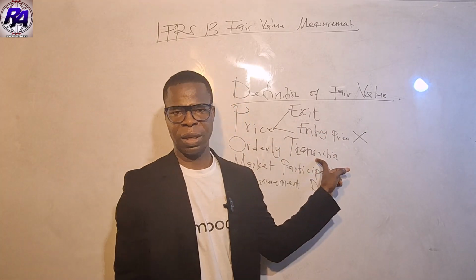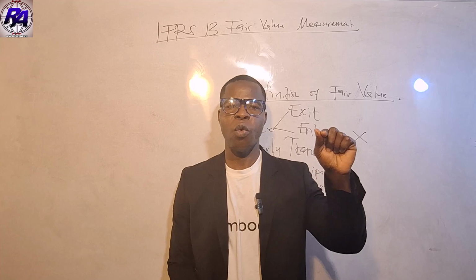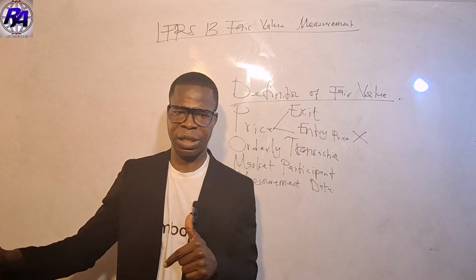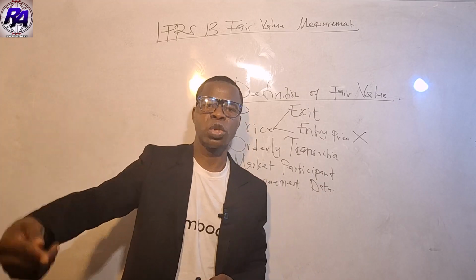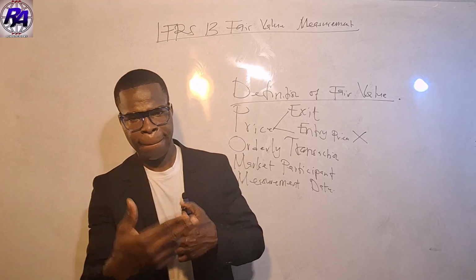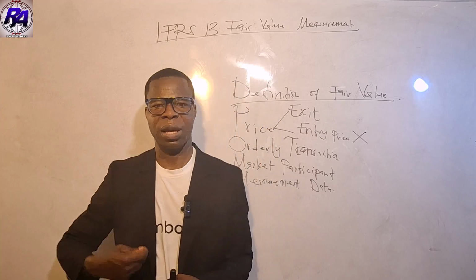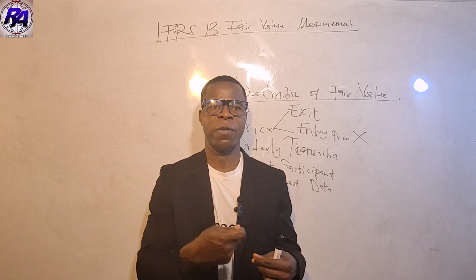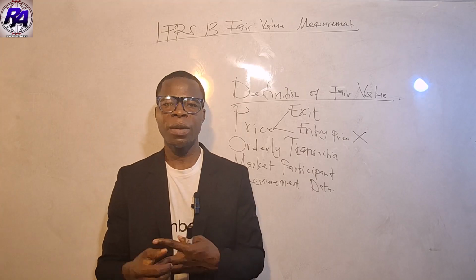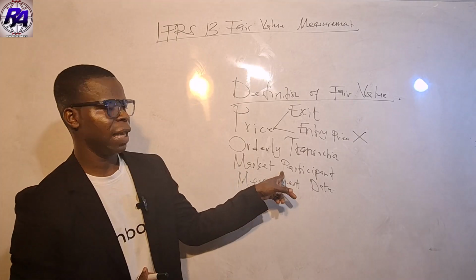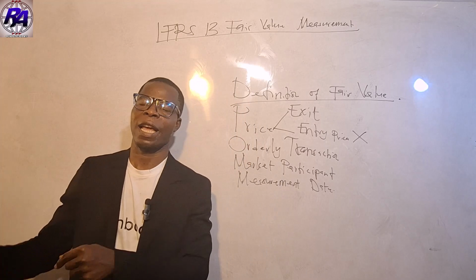Now, the orderly transaction simply means that the market participants are not coerced, they are not forced to enter into any transaction. It is the flow, and it is a market where the item is being sold on a frequent basis. An orderly transaction is where there is no coerciveness, there is no undue influence, and the flow of activities about a particular item takes place. Now, market participants here are the buyers and sellers of an asset or a liability.